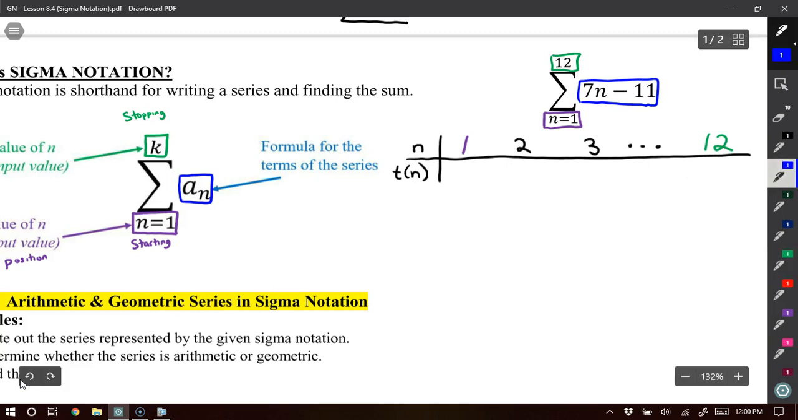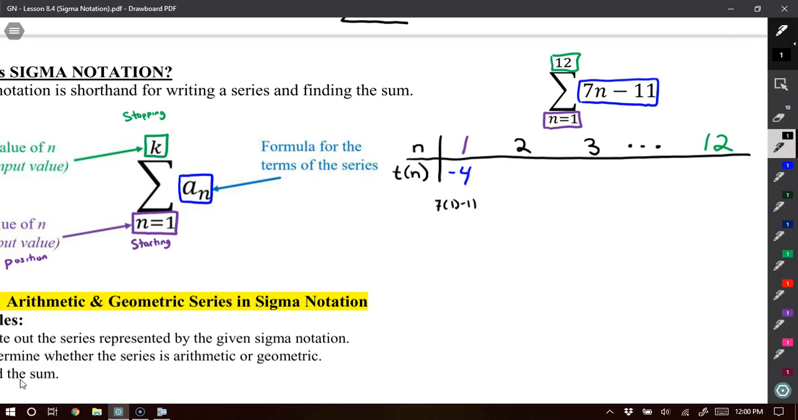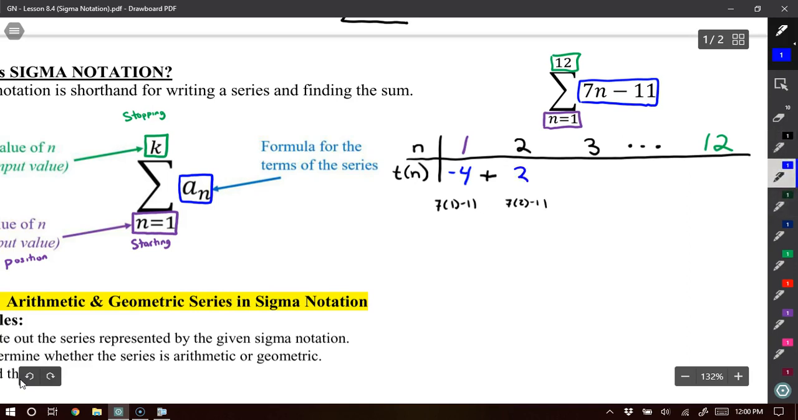Now we just need to find the values. Each of those n's is an input. So I am going to input 1 into the blue expression. I have 7 times 1 minus 11, and that's going to give me negative 4. For a series, remember, it's the sum of a sequence, so I'm going to put a plus sign in between. And I'm going to do the same thing. This time I'm going to plug in 2. 7 times 2 minus 11, and I'm going to get 3. And I'm going to put a plus sign in between.